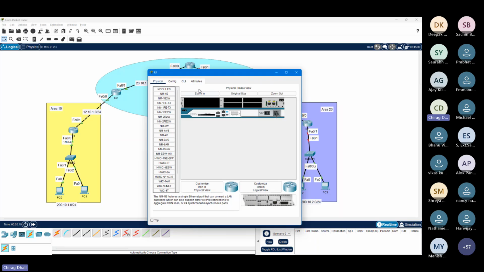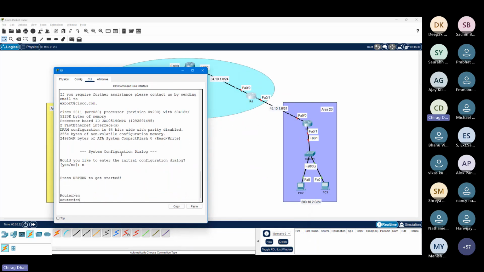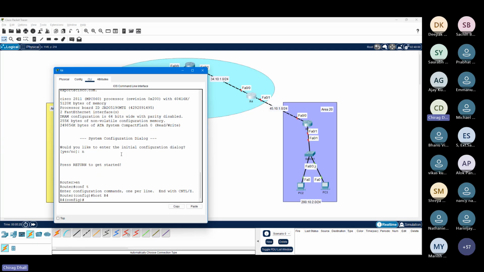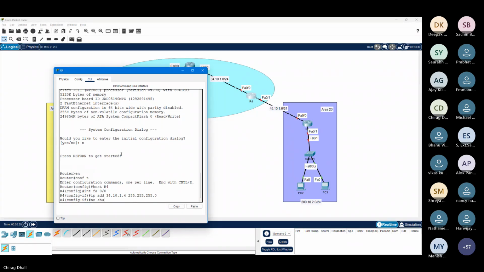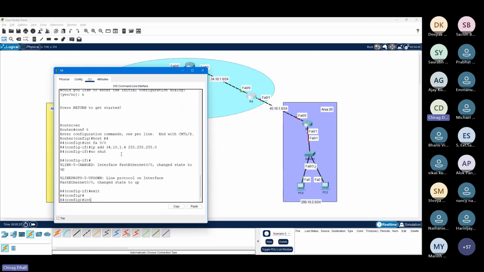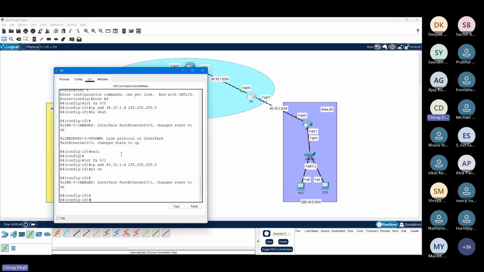Then we have router 4, CLI, enable, config t, hostname R4. Fa0/0, IP address 34.10.1.4/24, no shutdown, exit. Fa0/1, IP address 45.10.1.4/24, no shutdown, exit.